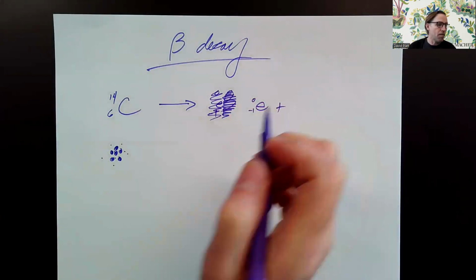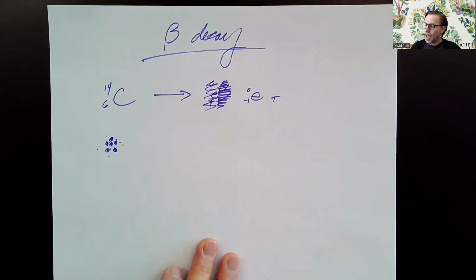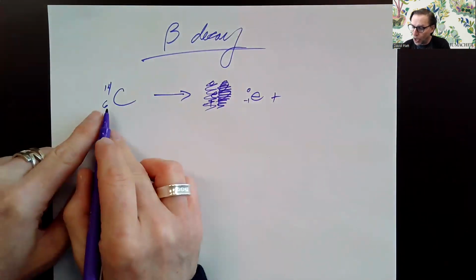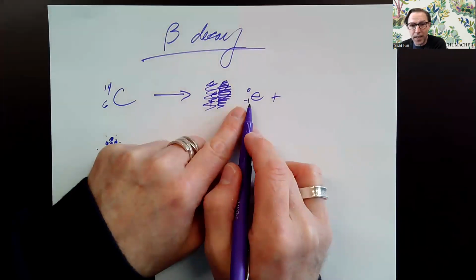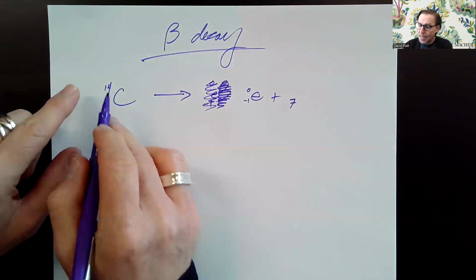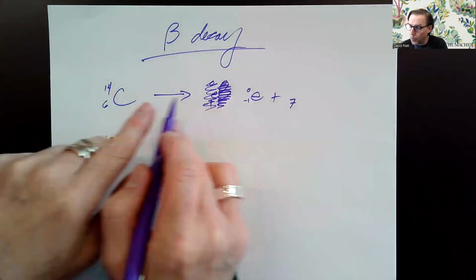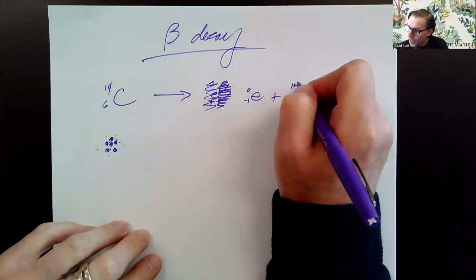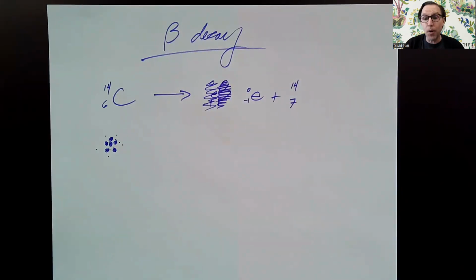And what's going to be left over after that happens? Well, I need a charge of 6. What plus -1 is 6? 7. And I need a mass of 14. 0 plus what is 14? 14. And then we go back to our periodic table.